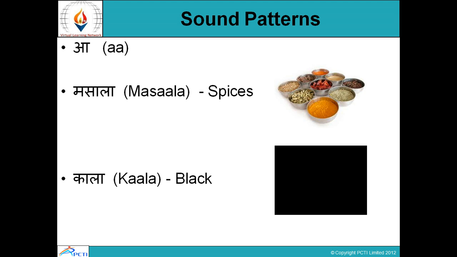Next word is kala. You can see kala. Kala is what? Black. The color black, color of sophistication, complexity. We call it kala. It's a color of mourning sometimes. So the color black is called kala.